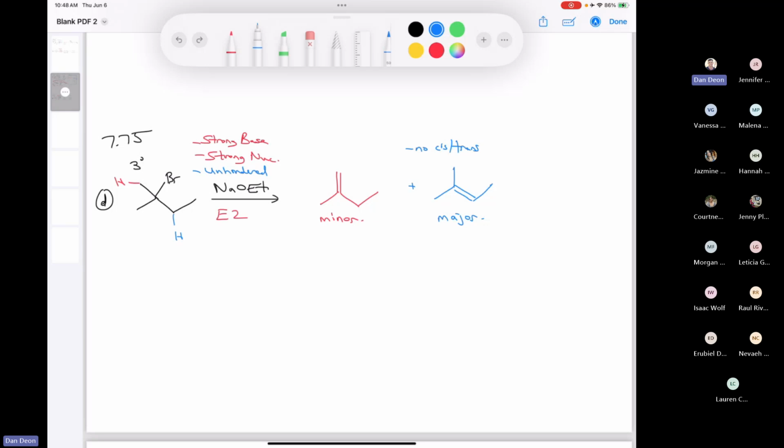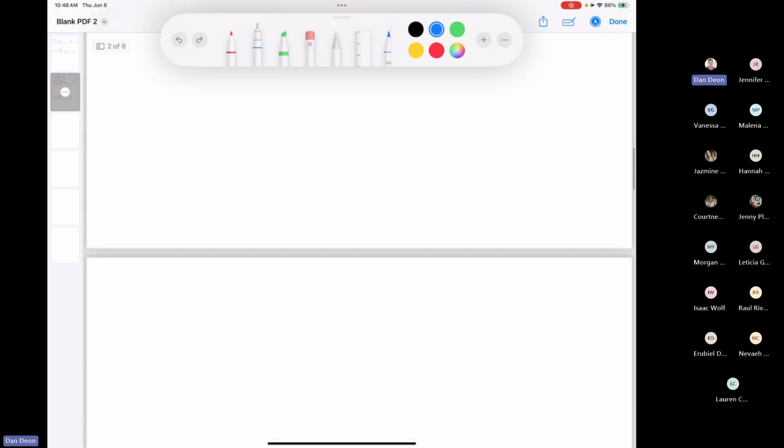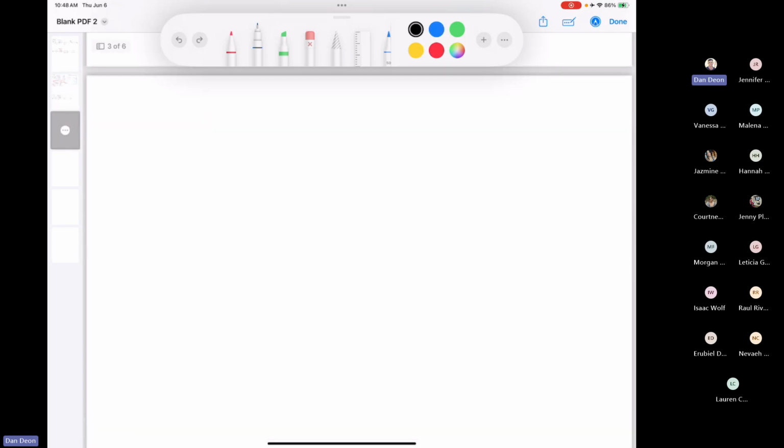So let's try question 7.75E. So I'll just put it down here. So this is 7.75E, and we're starting out with, hey, what do you know? We got a chiral center. So we're starting out with this alkyl bromide, and it's actually benzylic, isn't it? And we're putting it in sodium ethoxide. So ethoxide is a strong base, strong nucleophile. We have ethanol as the solvent. And what are the products going to be?